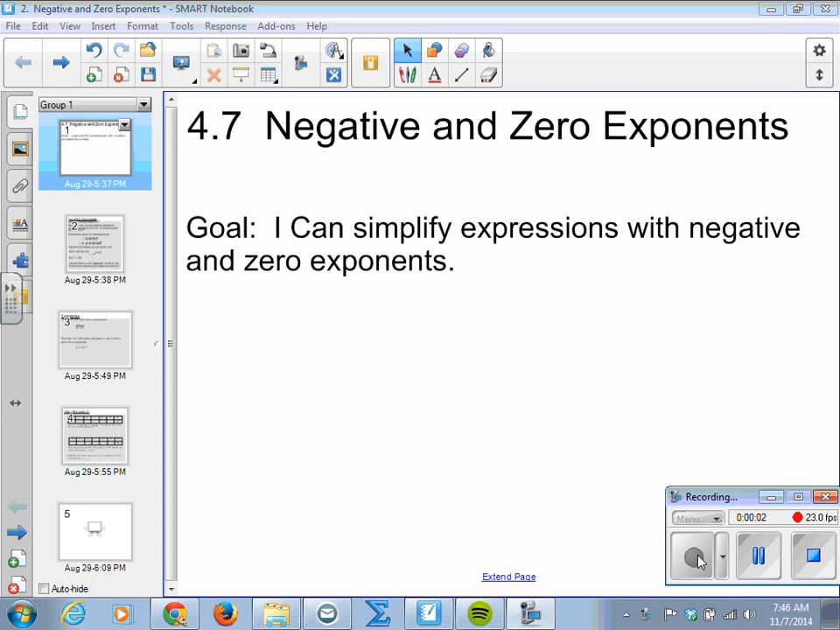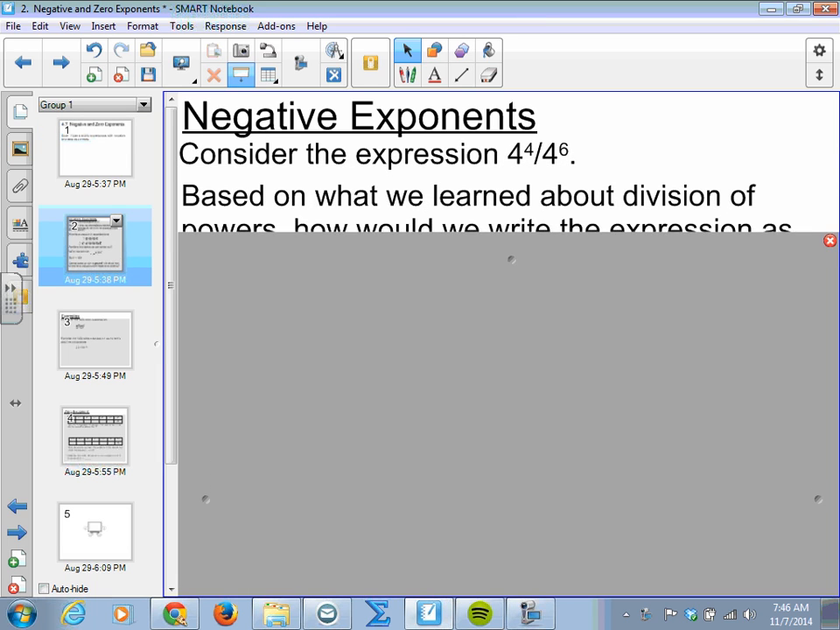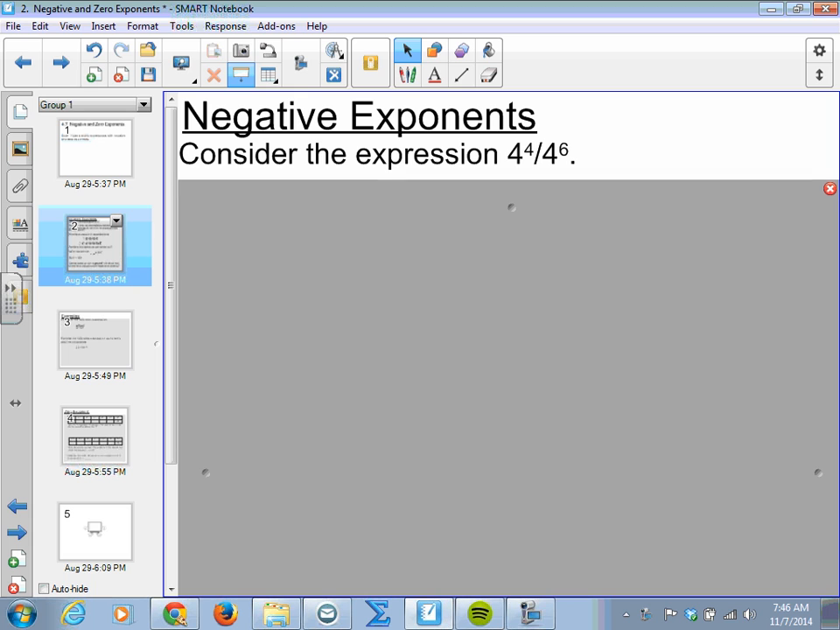Today we are looking at negative and zero exponents, and the goal for today is that by the end of the lesson, we can simplify expressions with negative and zero exponents. Let's start by looking at negative exponents. We'll consider the expression 4 to the fourth divided by 4 to the sixth.